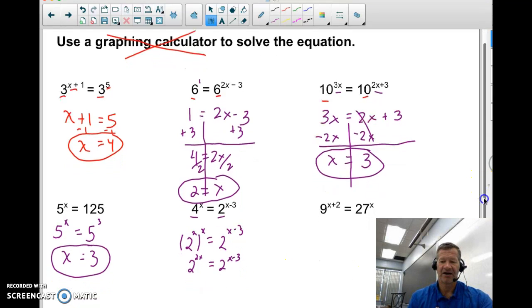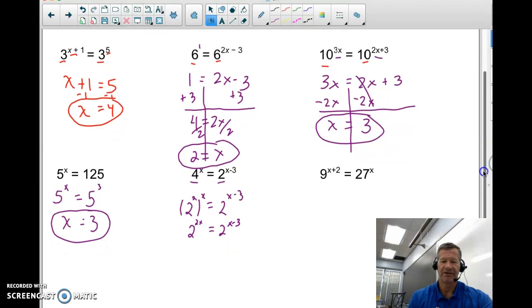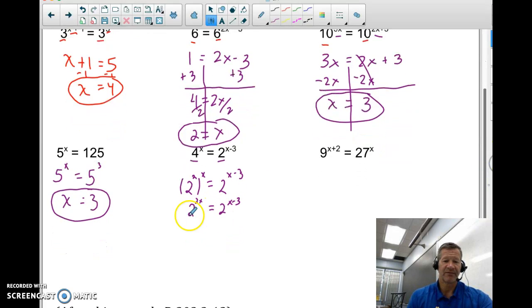Okay, so now we come down a little bit. So now that the bases are the same, set the exponents equal. 2x equals x minus 3. So again, as we did up here, we have variables on both sides. So I'm going to subtract x from both sides. So 2x minus 1x is just 1x equals, these cancel, negative 3.